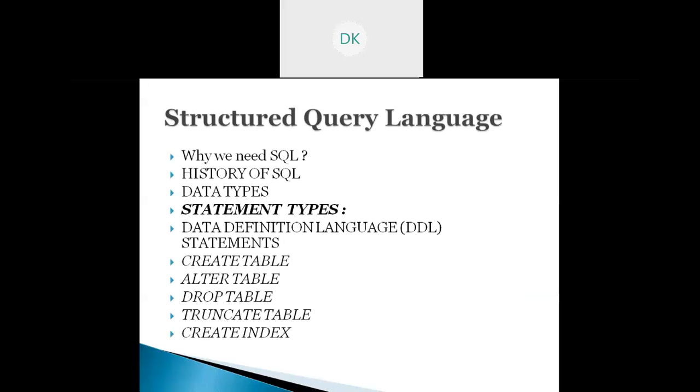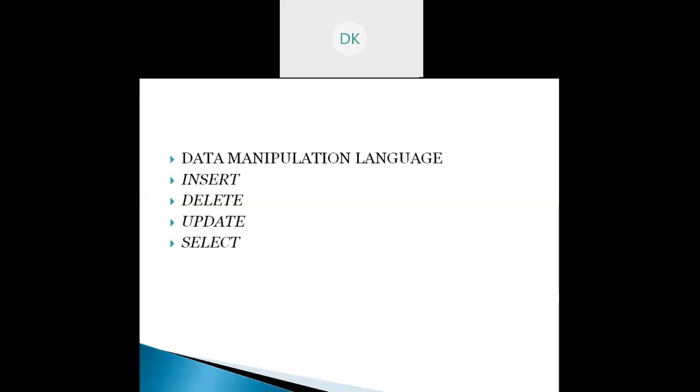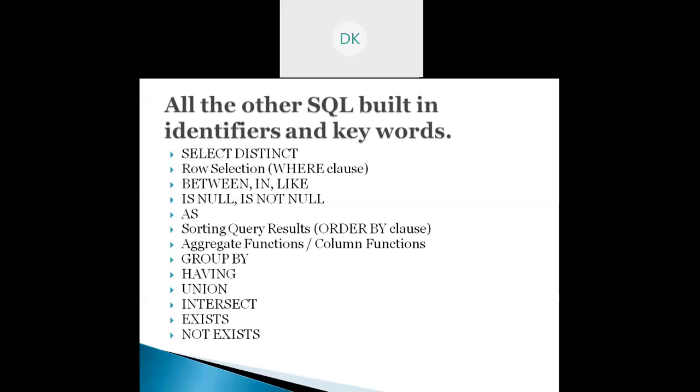Structured query. So I have come to the SQL, why we need SQL, history of SQL, data types, statement types, data definition, everything will be explained very practically. Create table, alter table, drop, create index, all those. All right. Data manipulation language, insert, delete, update, select. Obviously, the definitions are straightforward, but how you implement practically is the most critical part. All the other SQL. So there are other SQL built-in identifiers that I put in: distinct, row selection, where, between, in, like, is null. All this will be explained very practically.